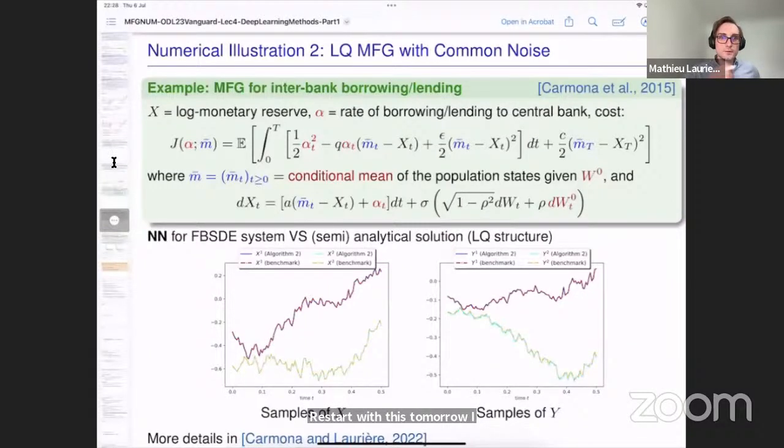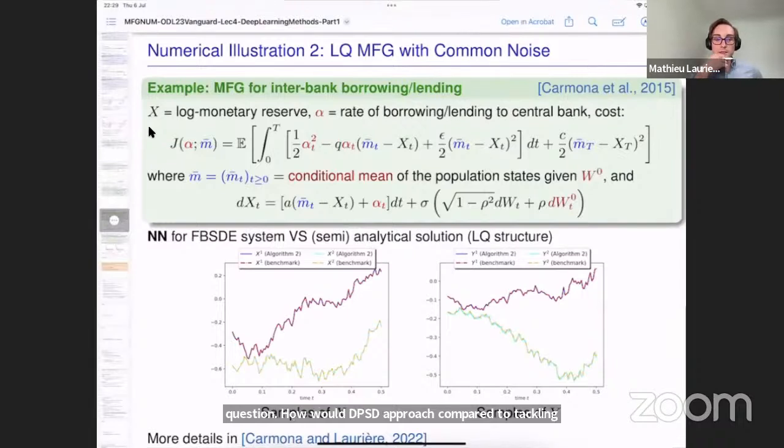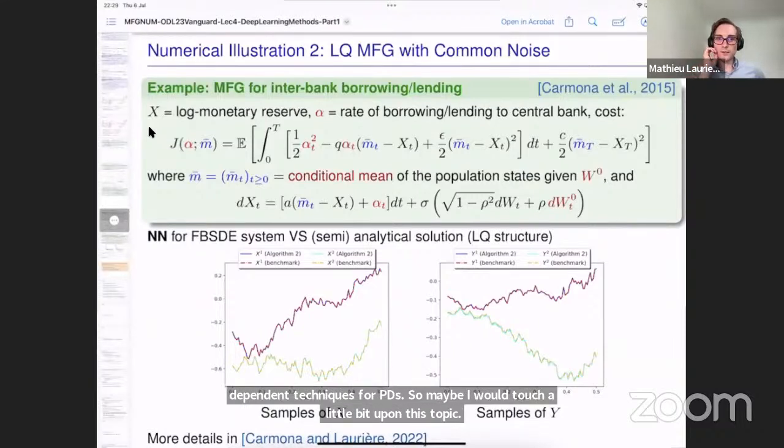So do you have questions? So yes, I can see one question. How would the deep FBSDE approach compare to tackling HJB and KFP with PINN-like networks? So that's a very good question. Actually, I will discuss tomorrow deep learning techniques for PDEs. So today is deep learning techniques for FBSDEs, and tomorrow deep learning techniques for PDEs. So maybe I will touch a little bit upon this topic, but I will not do a full-fledged comparison.